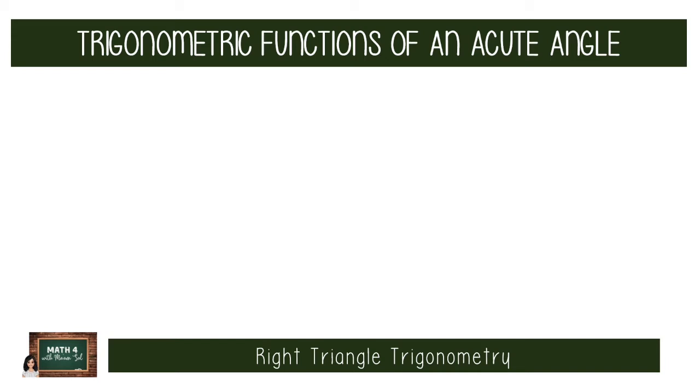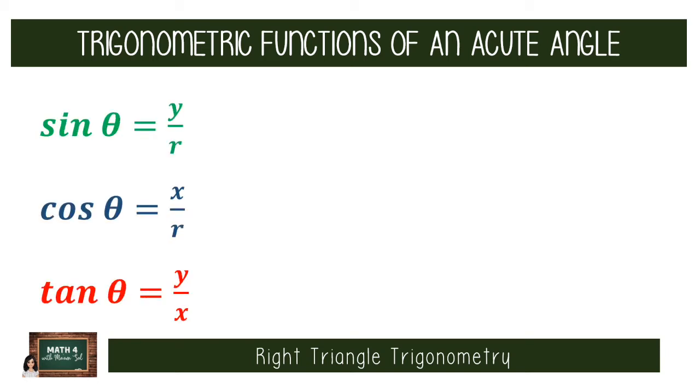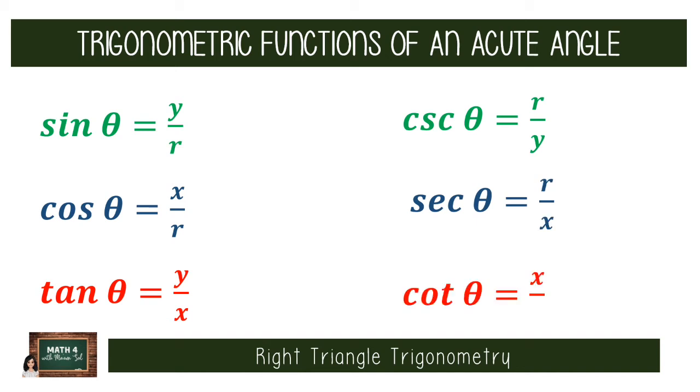Since we said that O is equal to y, A is equal to x, and h is equal to r, we are now slightly tweaking our formulas into notations with x, y, and r. Thus, sine theta becomes y over r, cosine theta becomes x over r, and tangent theta becomes y over x. Moreover, cosecant theta becomes r over y, secant theta becomes r over x, and cotangent theta becomes x over y.